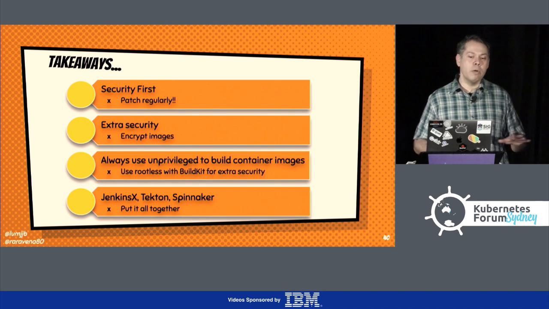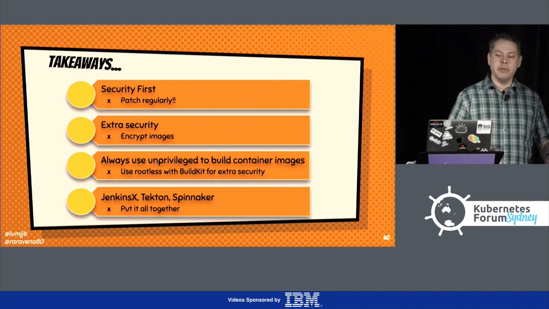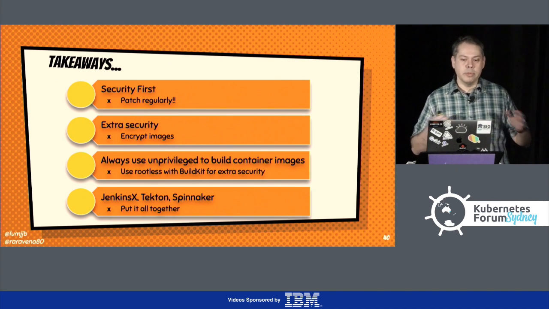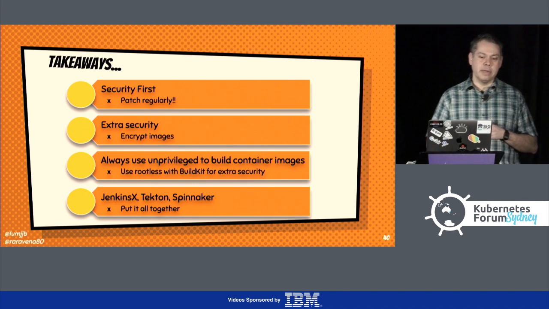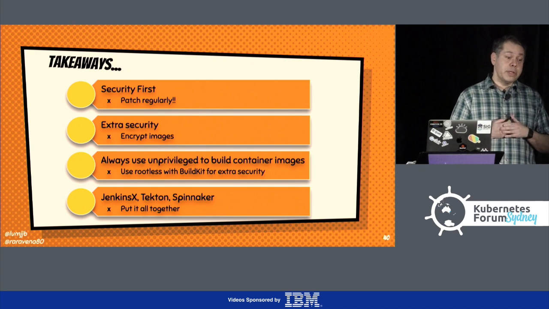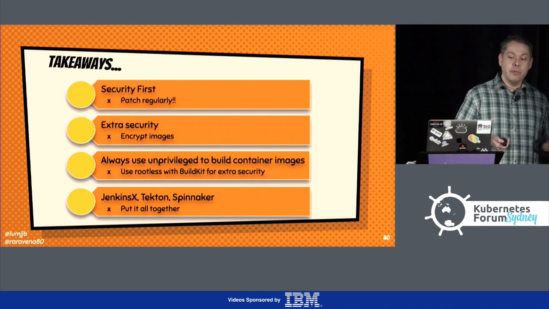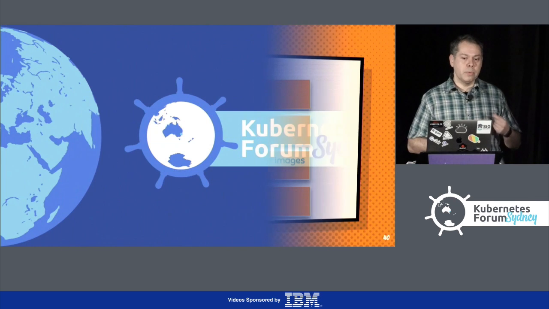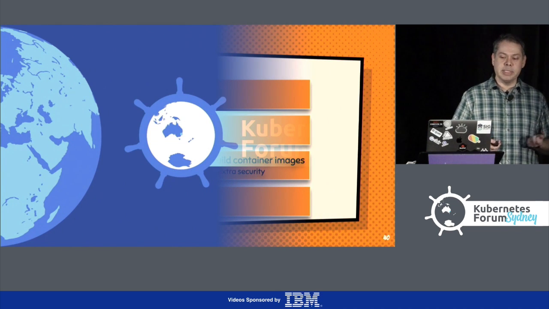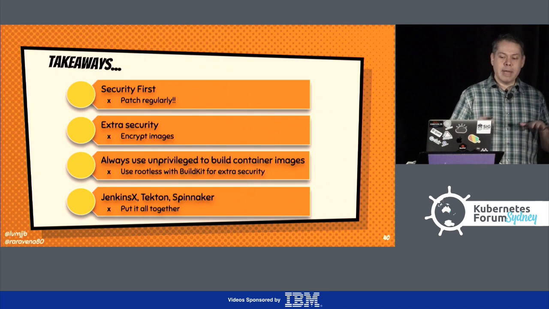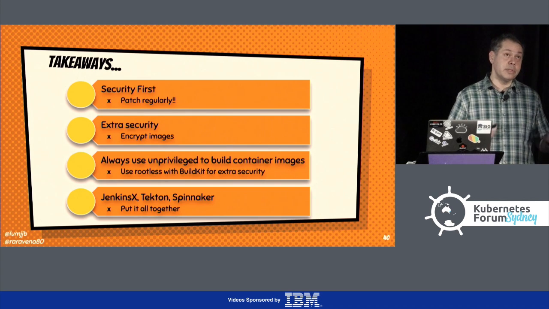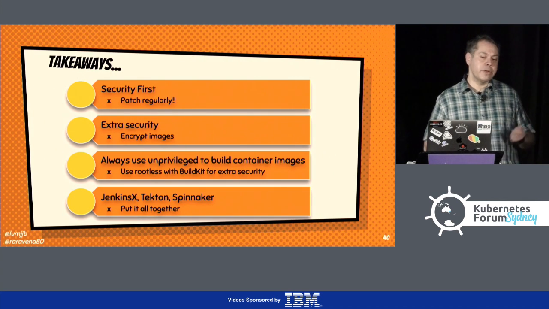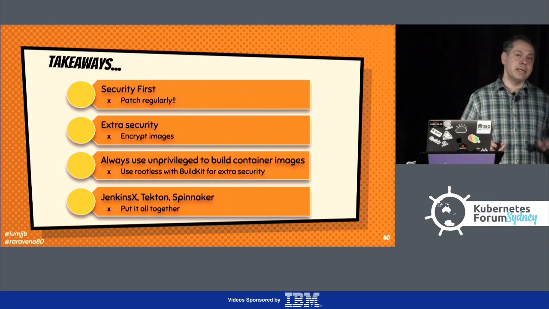Patch constantly all your components, including your GitOps tools and all the different protocols, whatever you're using in your GitOps infrastructure. And if you want to add extra security because you care about compliance, think about encrypting your container images. You may have valuable data there. Use unprivileged mode rather than privileged mode to build your container images, meaning don't allow access to your /proc directory. Use rootless if you can with BuildKit to build. There are a couple of tools that support that. And to put it all together, you can use some of these tools like Jenkins X, Spinnaker, and Tekton that I talked about.